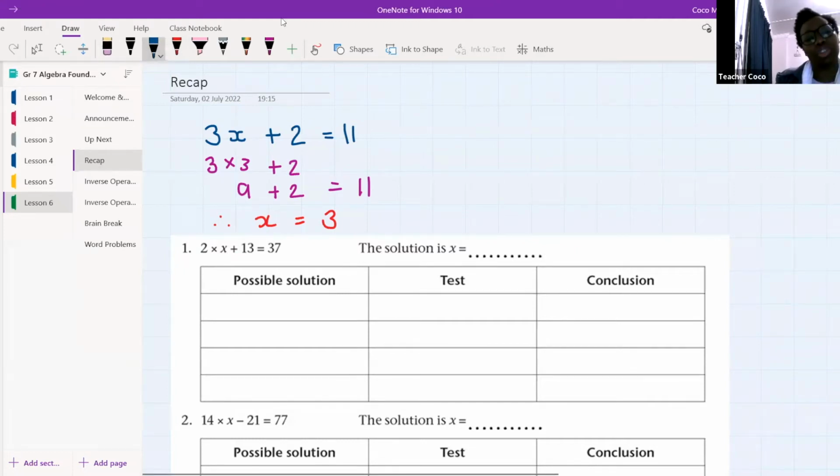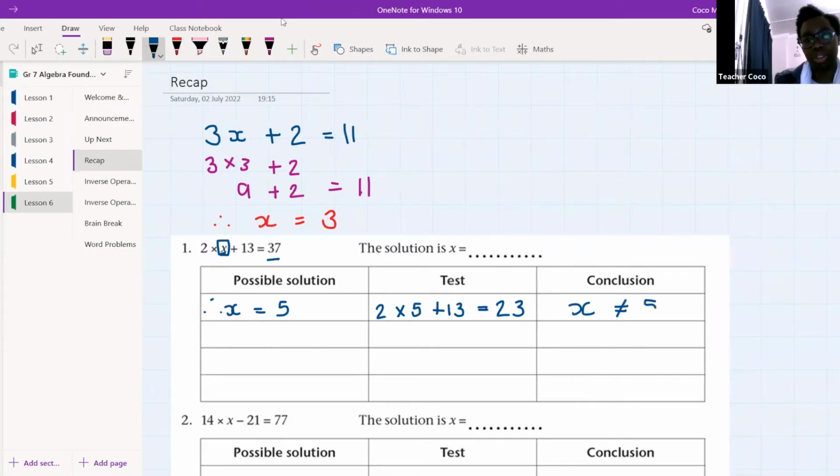I'm going to choose X to be equal to 5. Therefore, X is equal to 5. And I'm going to substitute X into this formula over here. Wherever I see an X, I'm going to put a 5 and see what the sum looks like. So I'm going to have 2 times 5 plus 13. And 2 times 5 is going to give me 10, and 10 plus 13 is going to give me 23. That's not the number I'm looking for. I don't want 23, I want 37. So my conclusion is that X is not equal to 5.